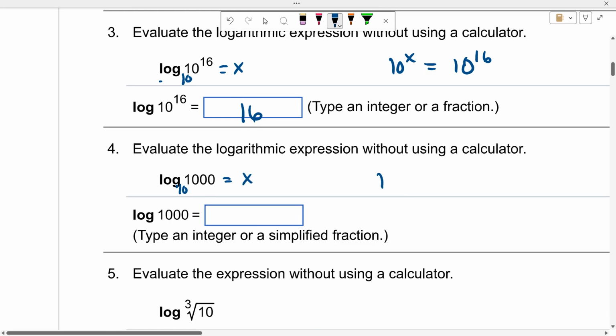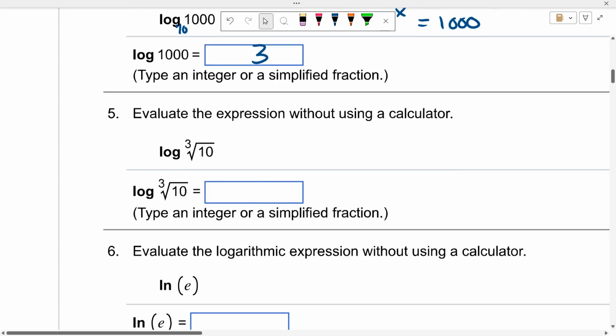If we put a 10 down there, 10 to the x equals 1,000. 10 to what power equals 1,000? 3. 10 to the third power. 10 times 10 times 10 is 1,000. Okay? Again, another 10. 10 to the x equals 10. Instead of using the cube root here, what is the fractional exponent for taking the cube root? 1/3. So 10 to the x equals 10 to the third, so x must equal 1/3.